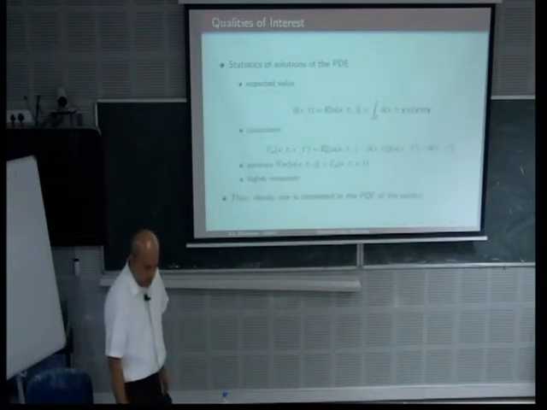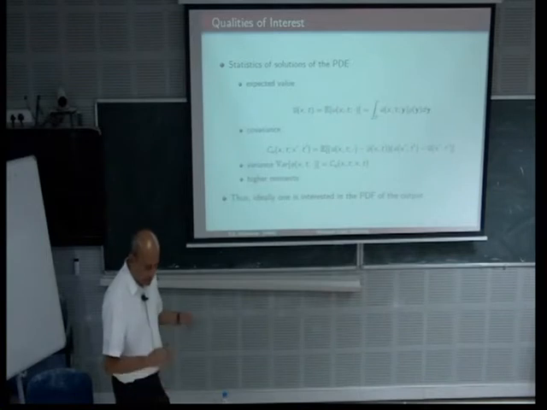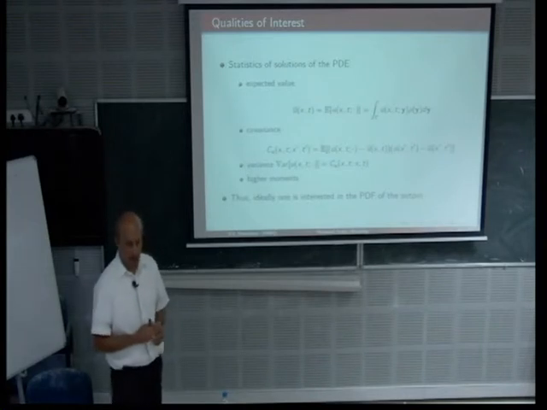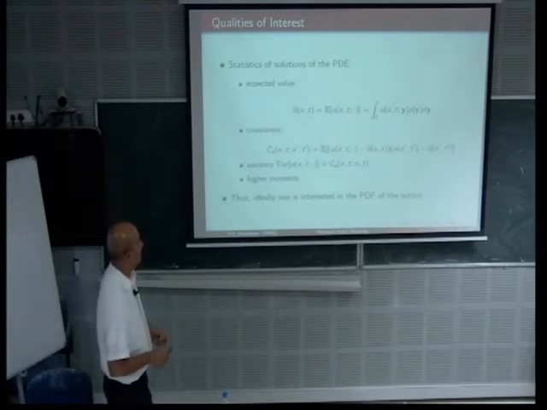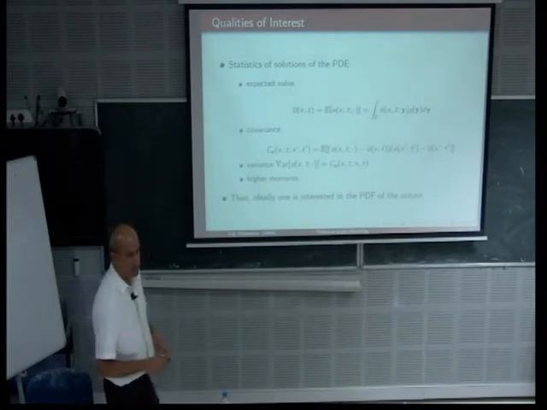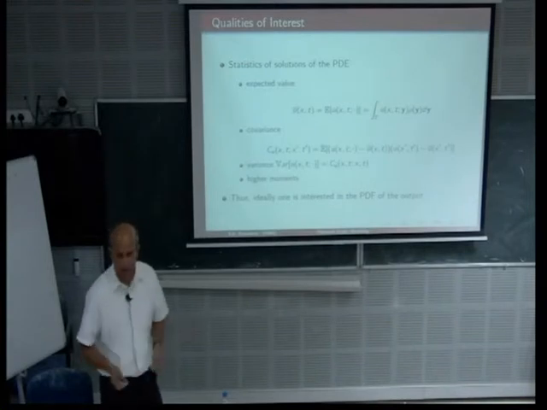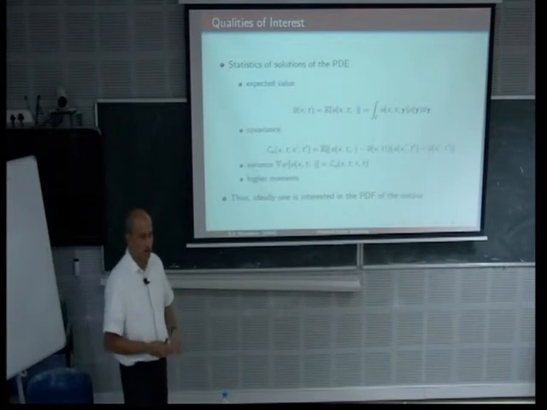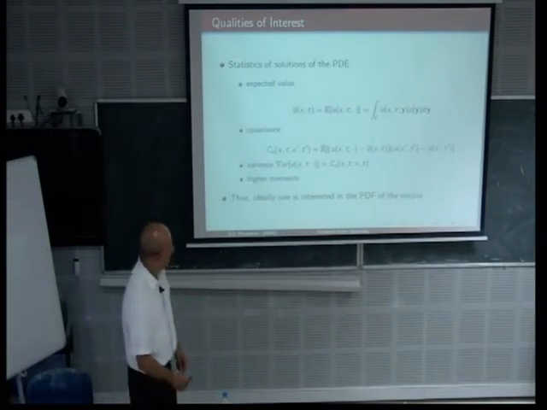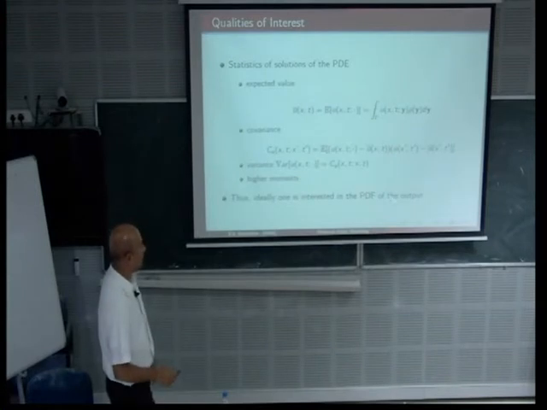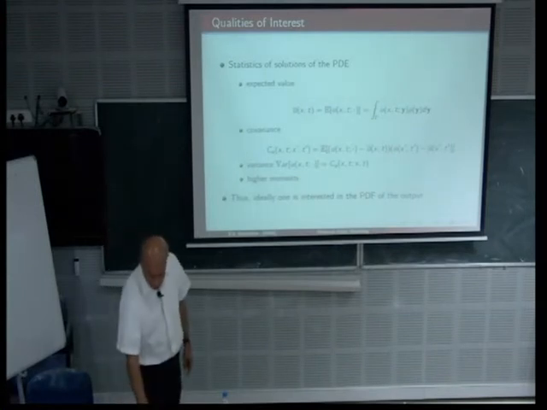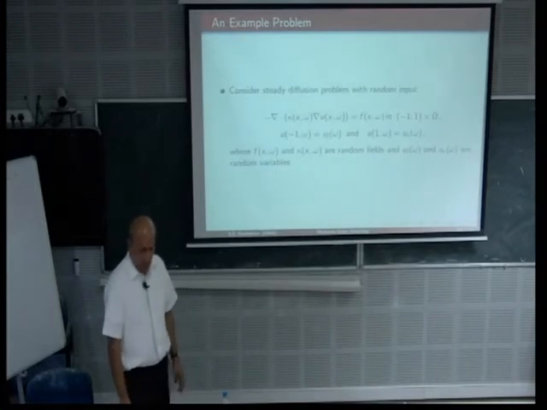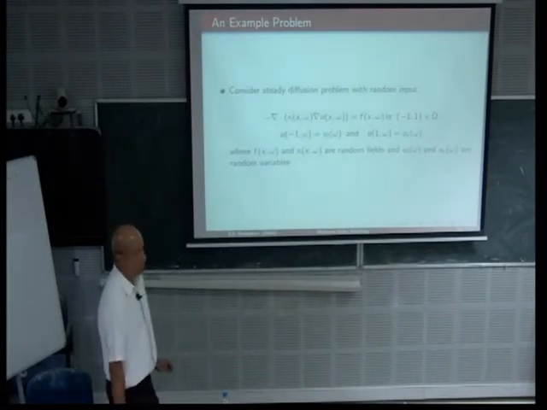Now unlike in the deterministic case, if you have a PDE with random inputs, then you are not interested in one realization, right? You are typically interested in mean or covariance or variance, higher moments, and maybe more sophisticated things like probability of solution being greater than some given quantity. Ideally, you are interested in the PDF of the output. So let's look at an example problem where the inputs are random.